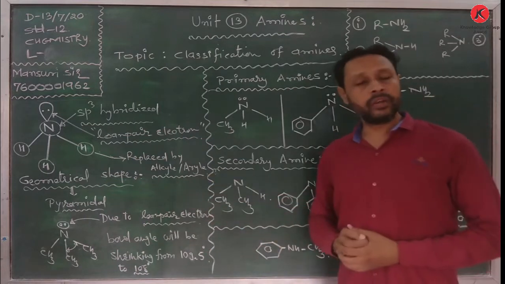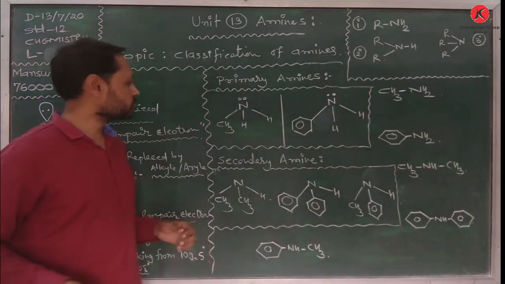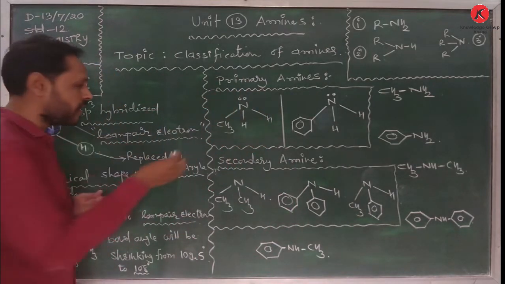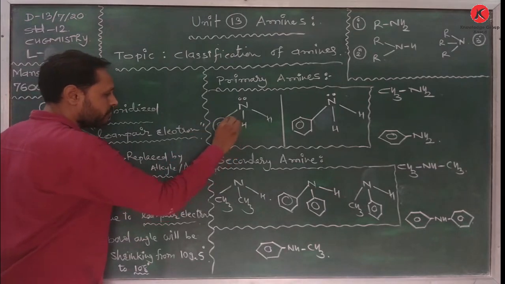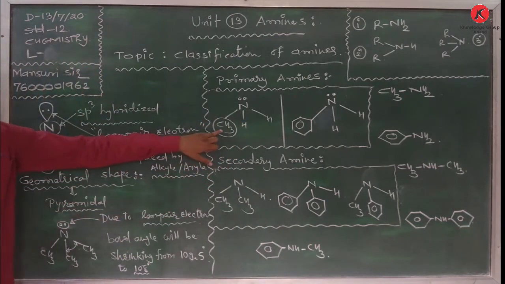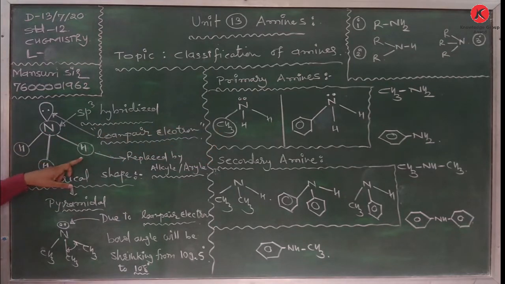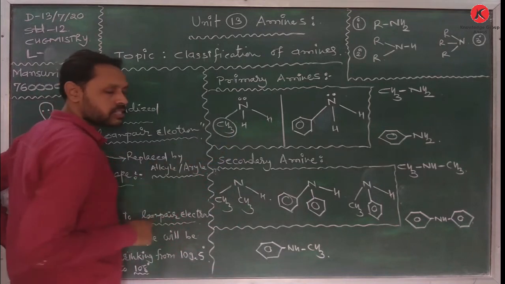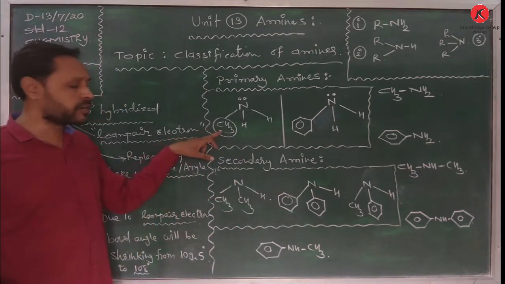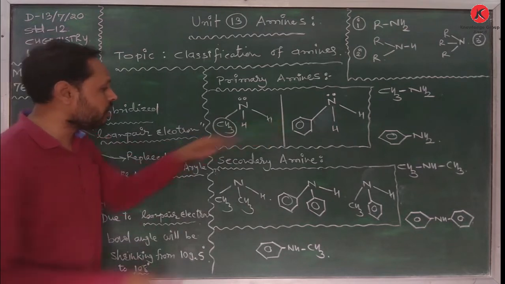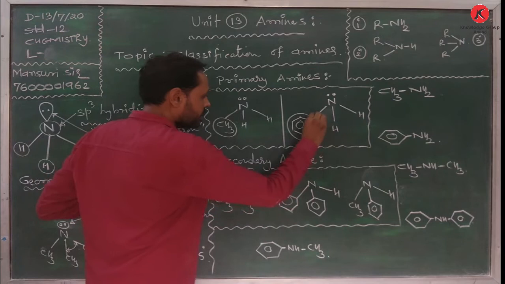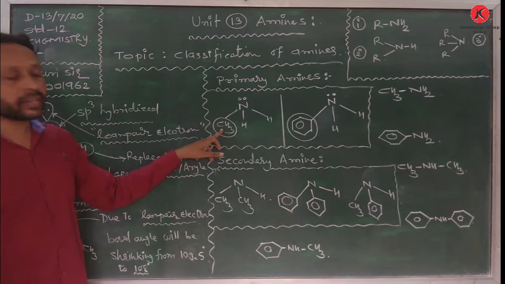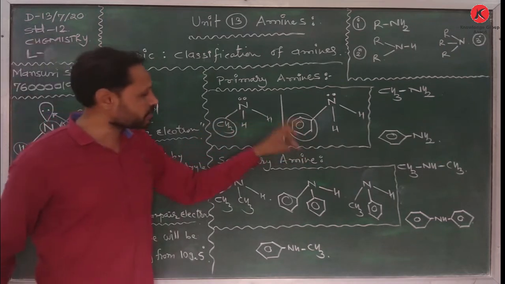Okay. Now we will classify the amine compounds. Ammonia has three hydrogens, but one hydrogen of ammonia is replaced by a methyl group. So if one hydrogen is replaced by an alkyl or aryl group, then the compound is known as a primary amine. This is an aliphatic primary amine, and this is an aromatic primary amine.